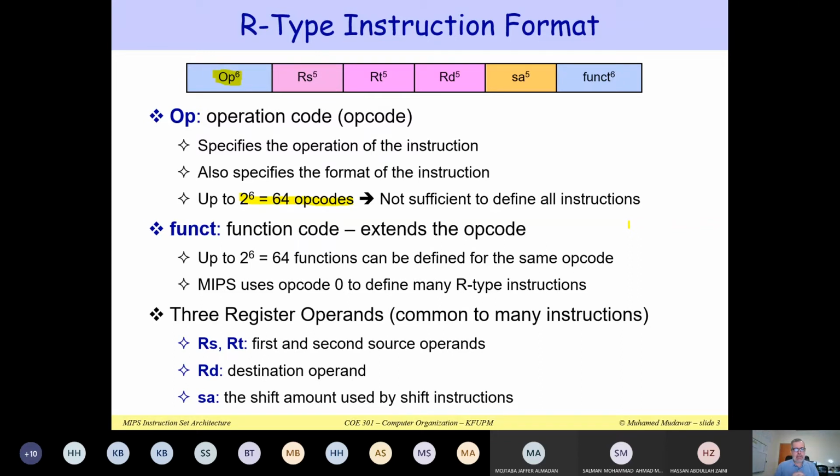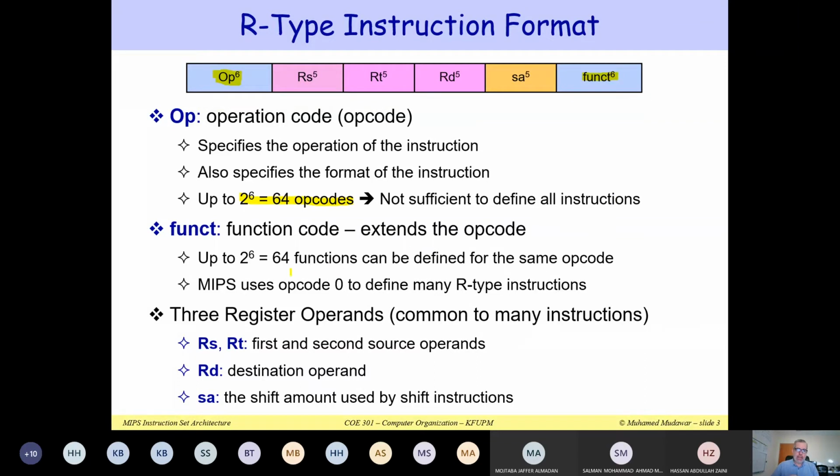But because we have more instructions, the MIPS architecture defines a 6-bit function code. So for the same opcode, you can define an extension to the opcode, and this is what we call the function. With the same opcode, I can define many functions. This is how the MIPS architecture does it. So with a 6-bit function code, you can define 64 functions.